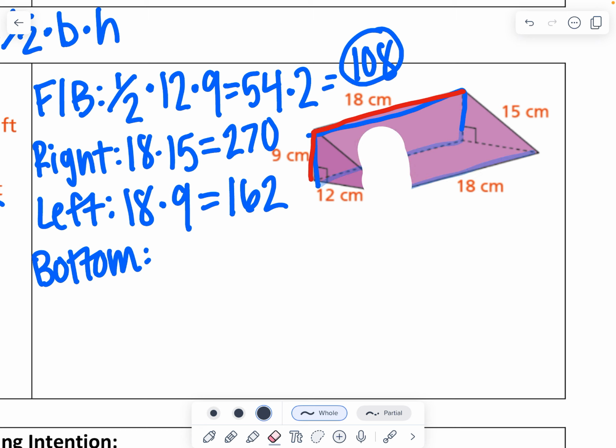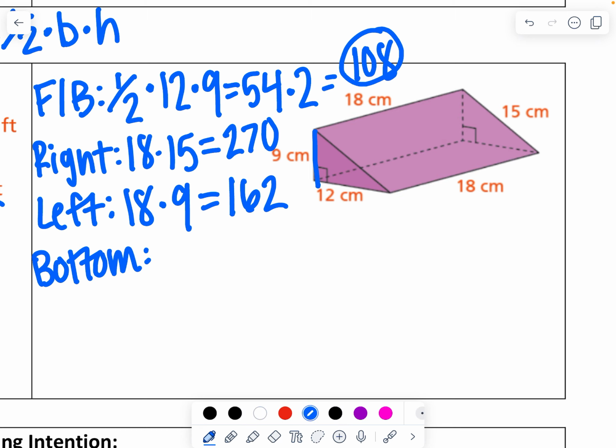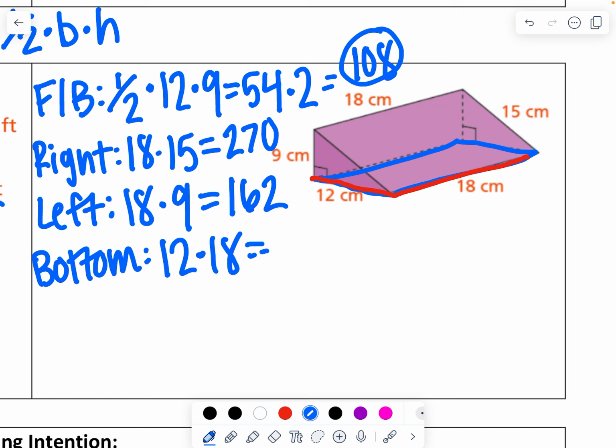And then the last thing is the bottom. So we have the bottom right there. And as we trace it, look at the numbers. So 12 and 18. 12 times 18. Put that in your calculator. And you would get 216.